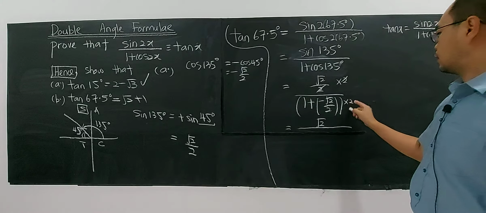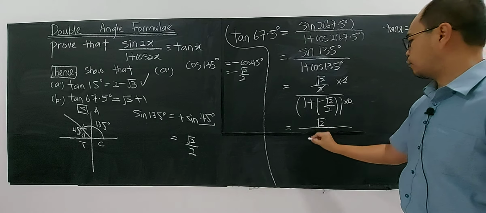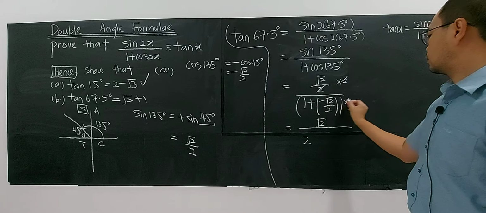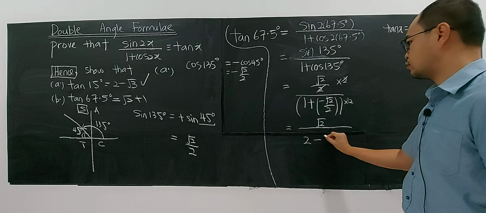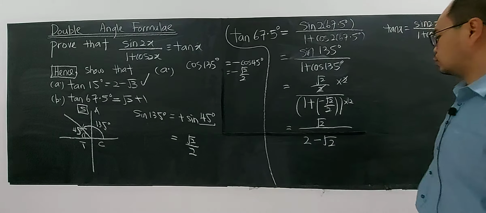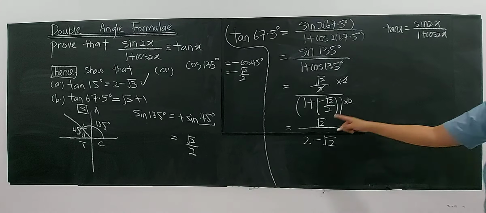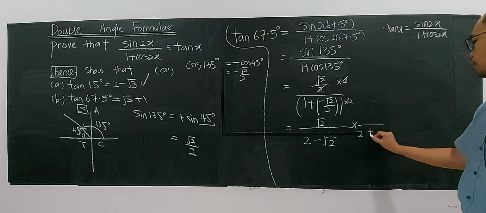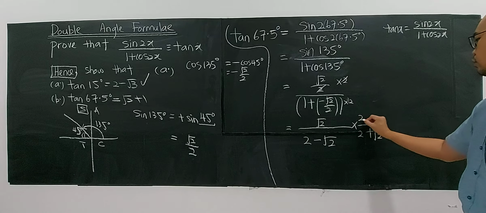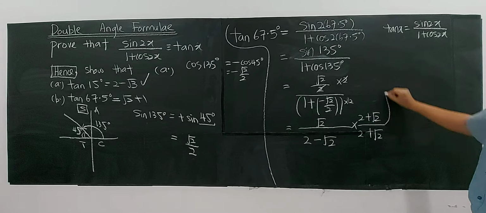2 multiply 1, you have 2. 2 multiply negative, you have negative square root of 2. Right? So this one you also need to multiply with the conjugate of the denominator here, which is 2 plus square root of 2, 2 plus square root of 2.